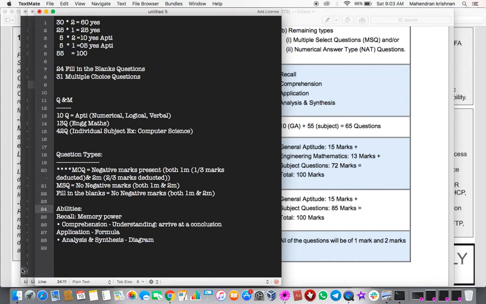For some questions, there may not be any application or comprehension. It might be straightforward, where just with memory power we can answer. Some questions are a combination of memory and others, it could be any combination. Analysis and synthesis might also need some memory power, or comprehension. We cannot clearly define a boundary for each question. Some questions we might be able to, as combinations of these four.